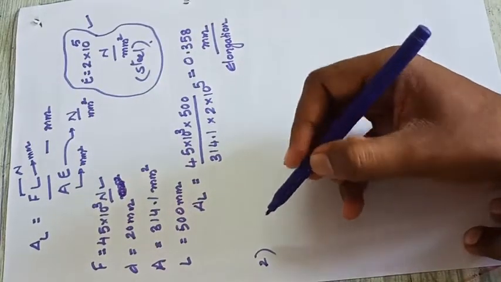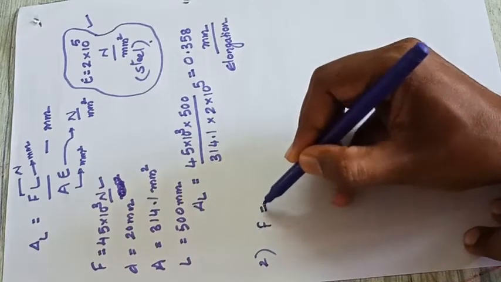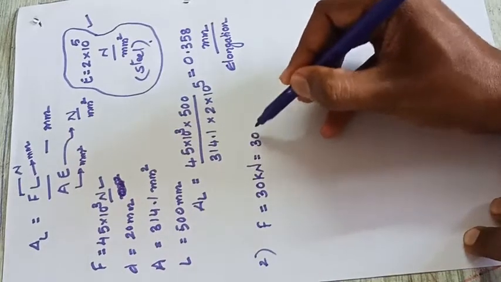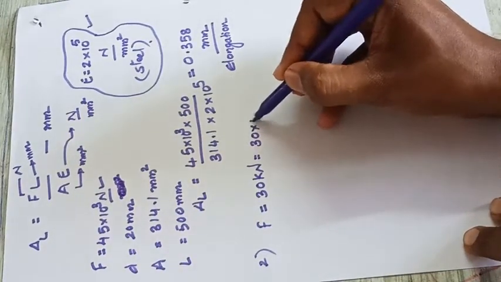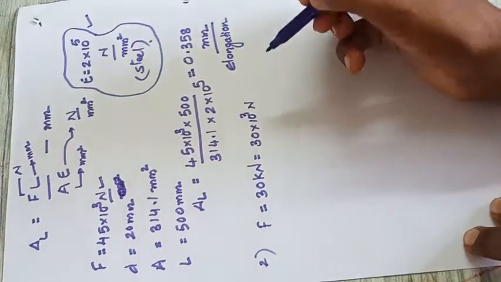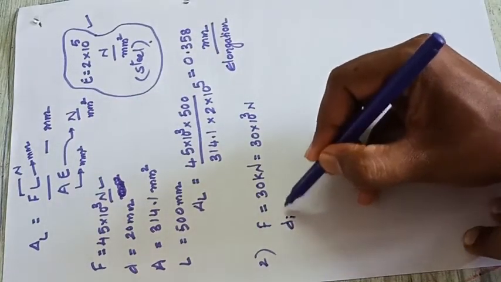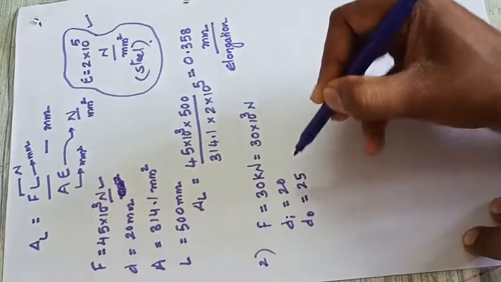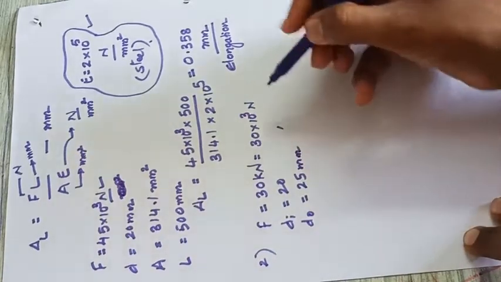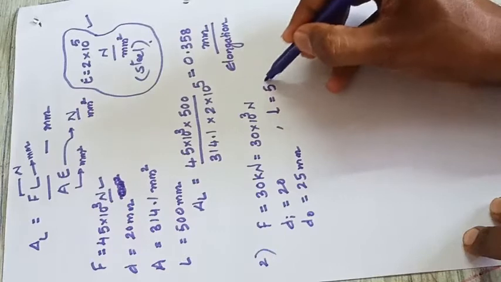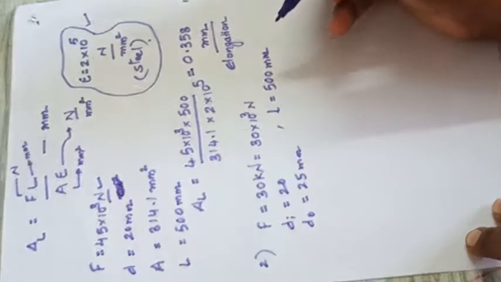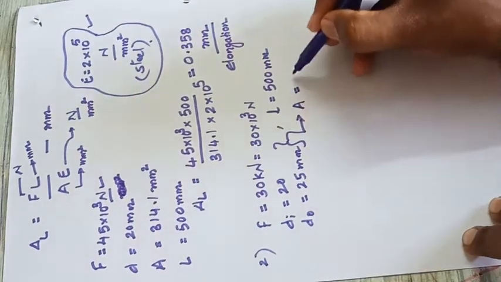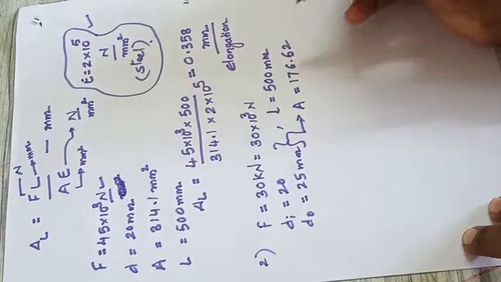For the second problem also, I will write down the data. Force is equal to 30 kilonewton, so I convert kilonewton to Newton: it is 30 into 10 raised to 3 Newton. The bar is hollow. Internal diameter is given as 20, external diameter is given as 25 mm, and the length is given as 500. From the inner and outer diameter, we got the area as 176.62 mm square.